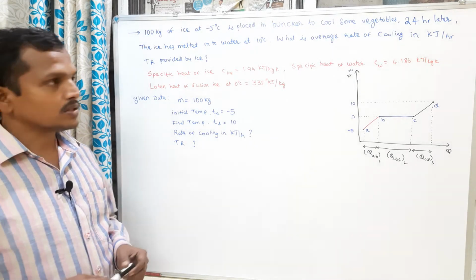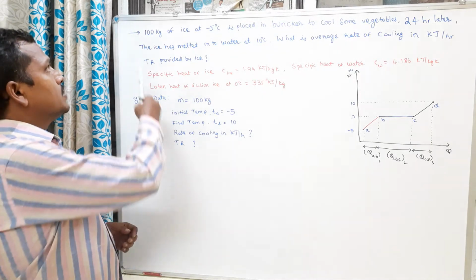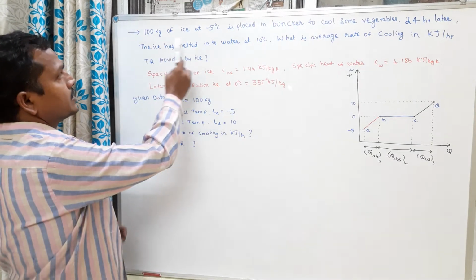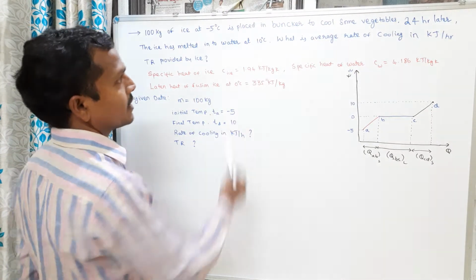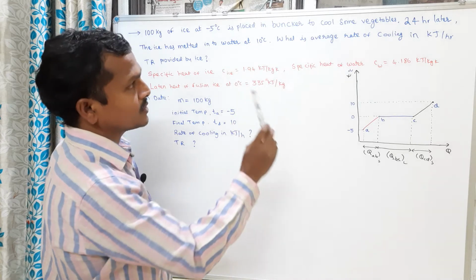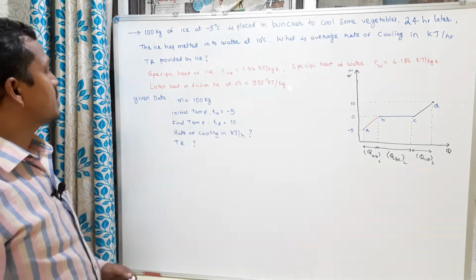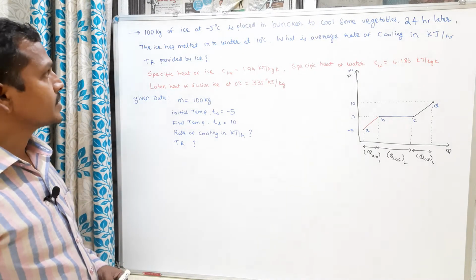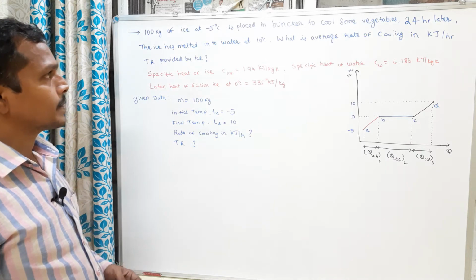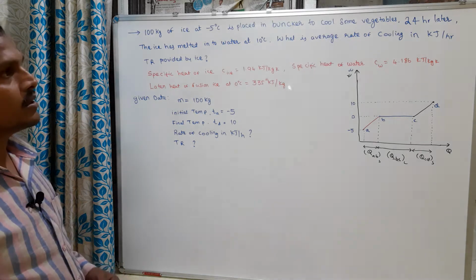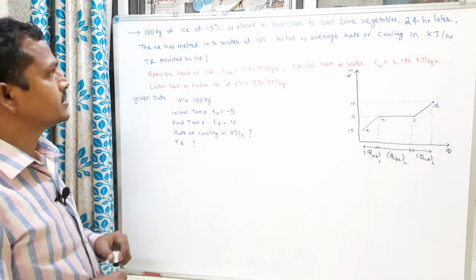Introduction of refrigeration, small problem. So see here, 100 kg of ice at minus 5 degrees centigrade is placed in a bunker to cool some vegetables. 24 hours later, the ice has melted into water at 10 degrees centigrade. What is the average rate of cooling in kilojoule per hour? The ton of refrigeration provided by the ice.